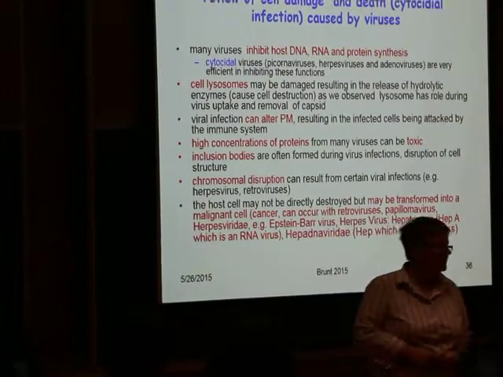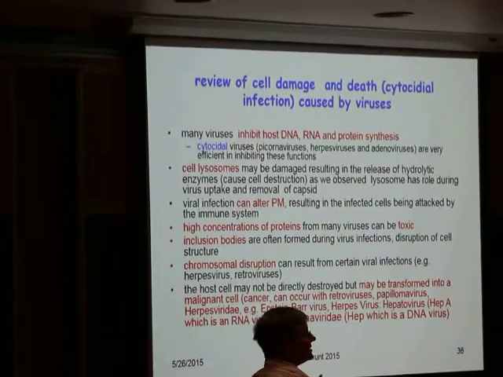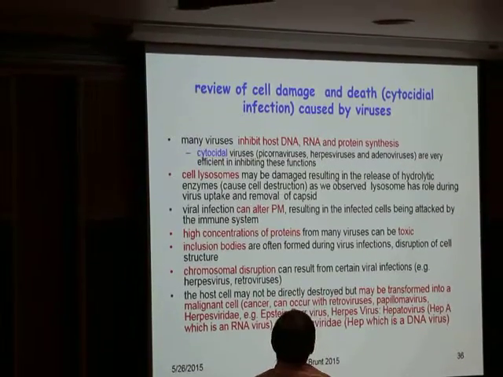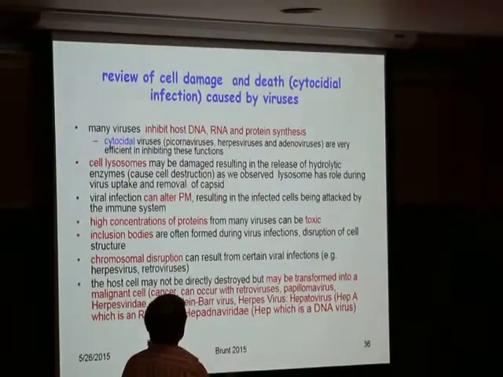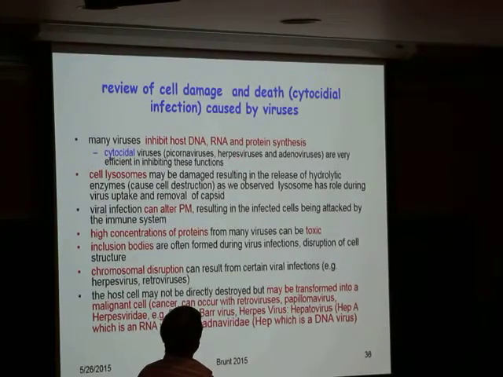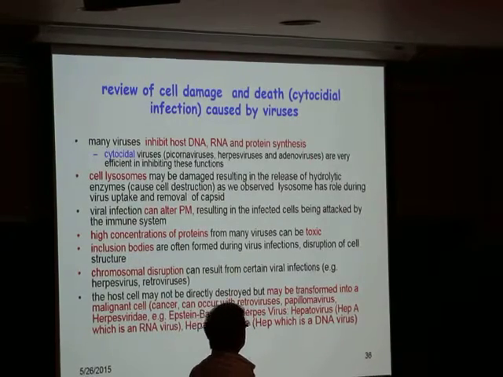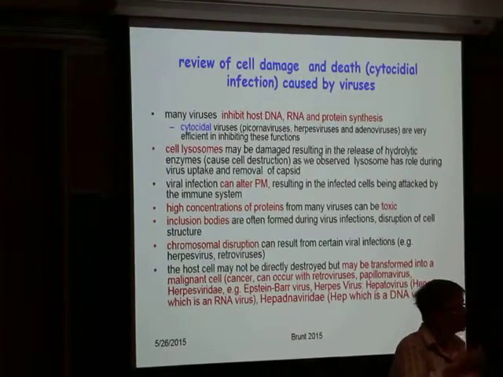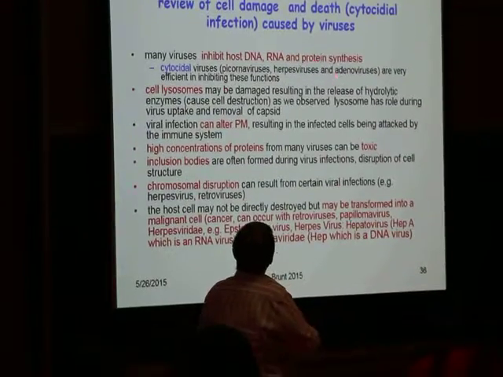So if we think about what viruses do, in their simplest form, they inhibit host DNA, RNA, and protein synthesis because they're hijacking the host's biology to make multiple copies of themselves. Many viruses are cytocidal, such as the coronavirus, which is a naked RNA virus, the herpes virus, which is a DNA enveloped virus, and the adenovirus, which is a naked virus as well. Cytocidal means they kill the host cell. So they can kill, or they can simply damage.